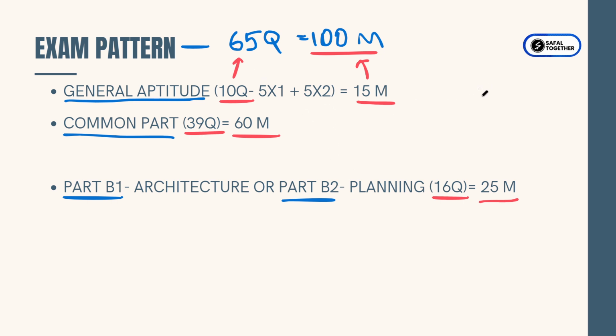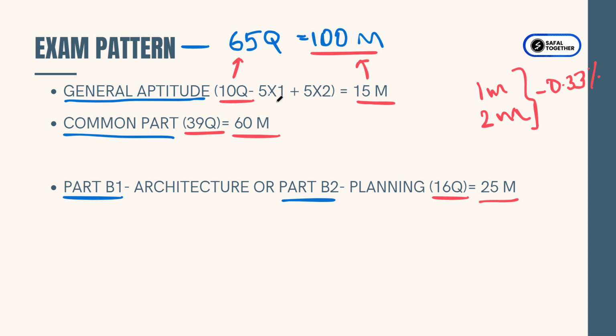In general, your GATE paper would have 1 mark questions and 2 mark questions. There is negative marking for certain sections, which would be a minus of 0.33, that is 33.33%. So if it's a 1 mark question, you get minus 0.33. If it is 2 marks, it will be minus 0.66.